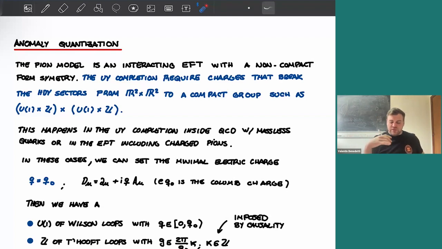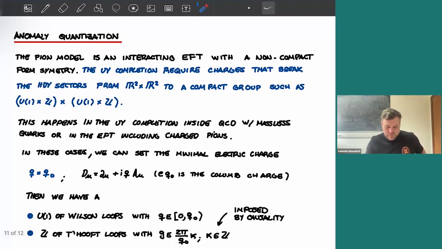This happens in the UV completion of the pion model inside QCD with massless quarks, or in the effective field theory by including the charged pions as an electromagnetic current. And the main idea is that in these cases a minimal charge appears, a minimal electric charge that we'll call here Q0, where Q is essentially the charge appearing in the covariant derivative.